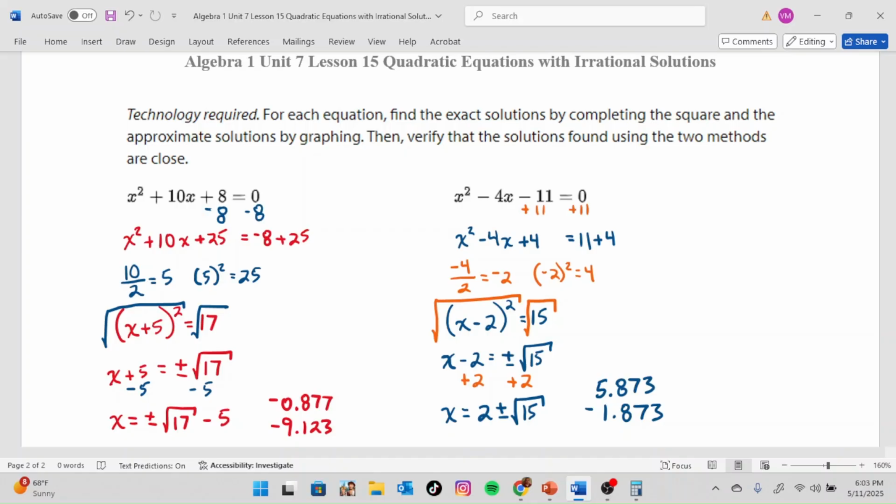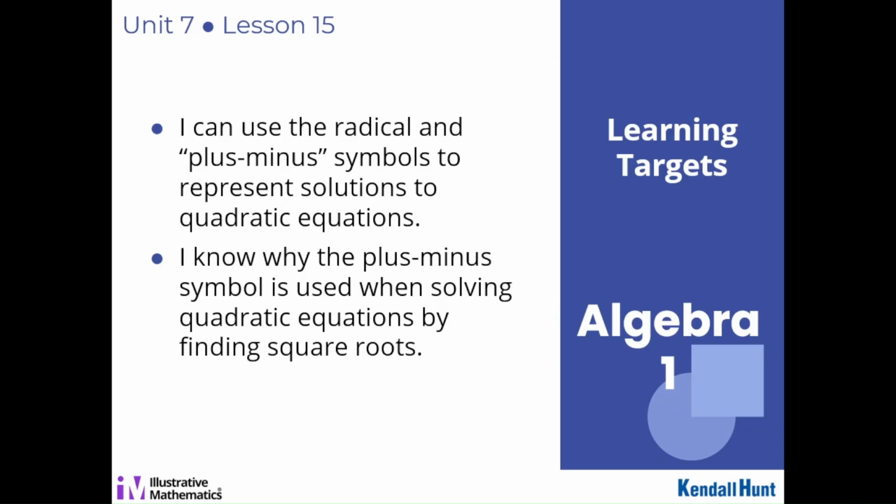Now, before we finish this lesson, let's go back, take a look at the learning targets, and make sure that you understand everything you need to be prepared moving forward. Let's review the learning targets for lesson 15. Number 1 says that you can use the radical and plus minus symbols to represent solutions to quadratic equations. Number 2 says you know why the plus minus symbol is used when solving quadratic expressions by finding square roots.